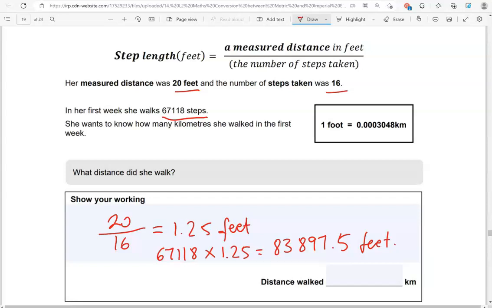Now 1 foot is equal to 0.000348 kilometers. What about 83,897.5 feet? To get from 1 to this number, we multiply by the number itself, which is 83,897.5. So we'll do this here as well.